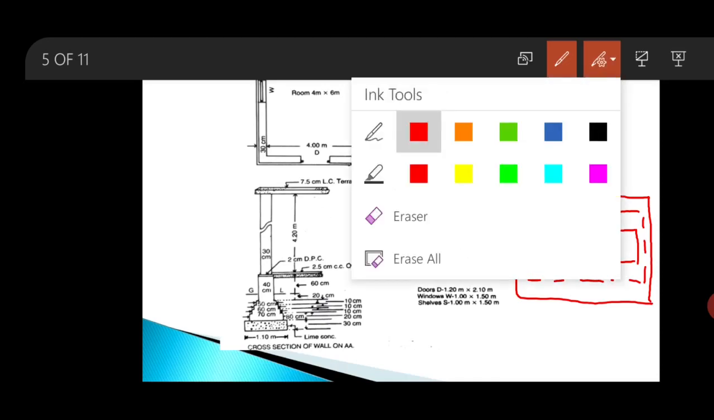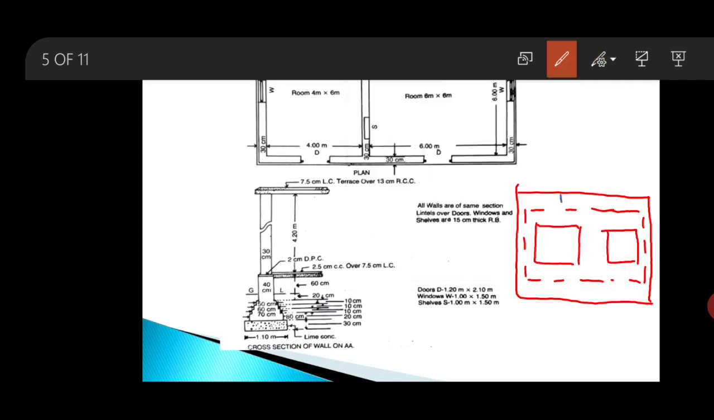And the width of this wall, the width in all the directions, will be equal to 1.10, because we have drawn the plan at the level of cement concrete work. As this is having the width of 1.1, the width on all sides will become 1.1.